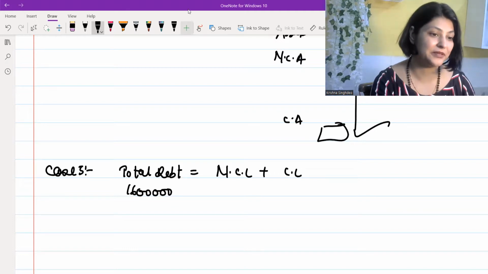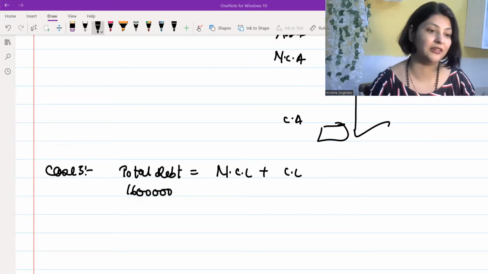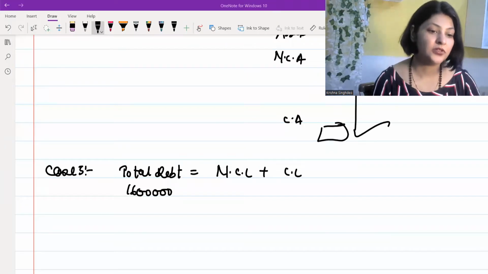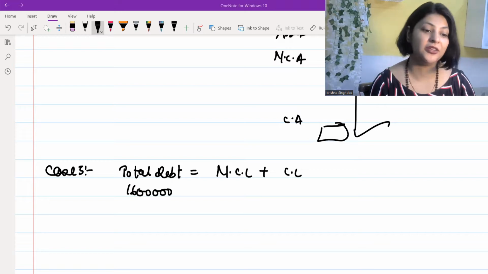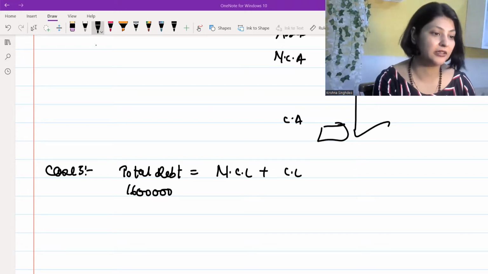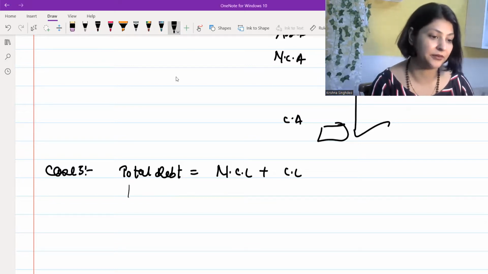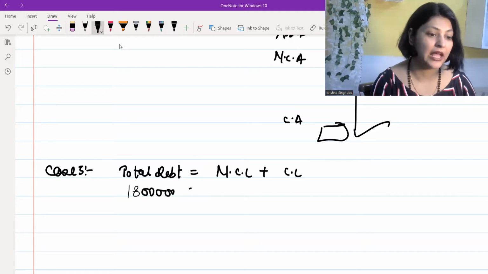Sorry, 16 lakh rupees is total debt or it's something else? It's non-current liability which is given to this thing. So what is given over here? Sorry, total debt is 18 lakh rupees, not the non-current liability. Non-current liability is 16 lakh rupees. Total debt is 18 lakh rupees. So here is my 18 lakh rupees, and non-current liability is 16 lakh rupees.